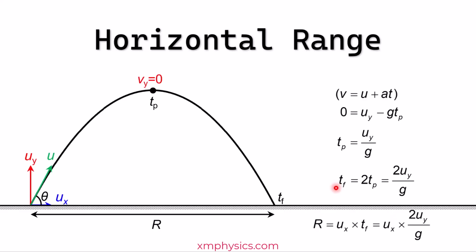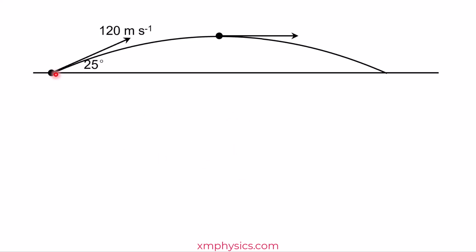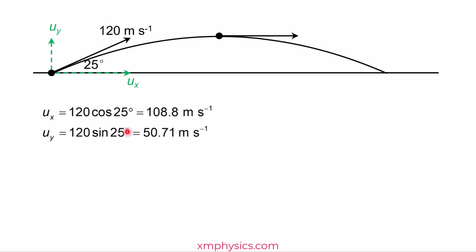Okay, it's probably helpful to have a numerical example. So let's use this example again. We have a cannonball launched at initial speed of 120 meters per second at an angle 25 degrees above the horizontal. We are going to calculate the maximum height and the horizontal range. First thing is always to resolve the initial velocity into its horizontal and vertical components, which are these two numbers here.